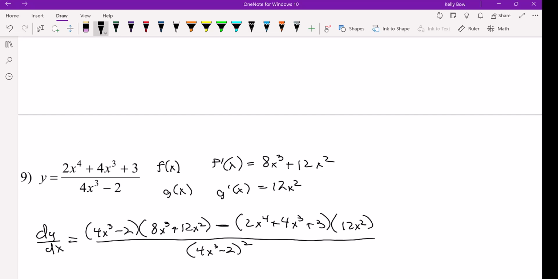Okay, here's going to be the tricky part. When you simplify this over here, you have to remember you're going to subtract all of the pieces when you simplify. So just be really careful about that step. That's typically where students will make errors. All right, that's it for this one.